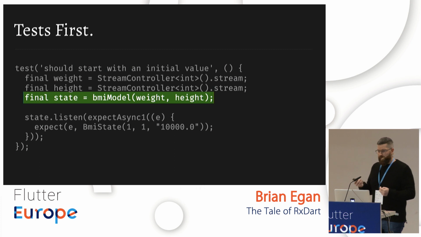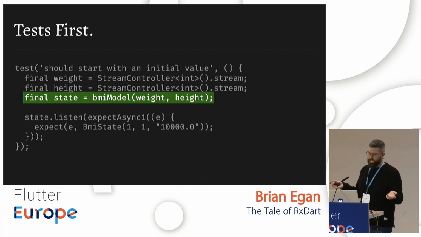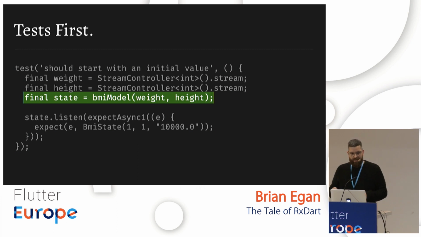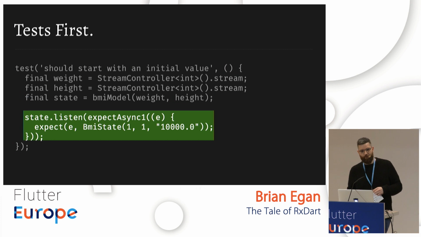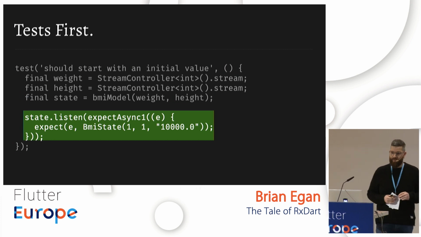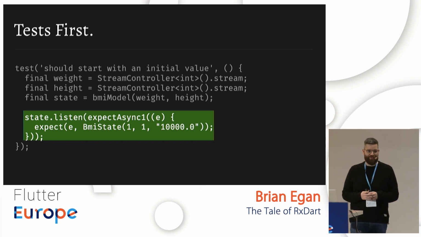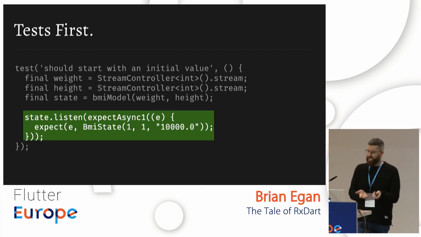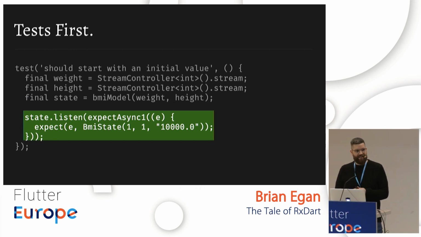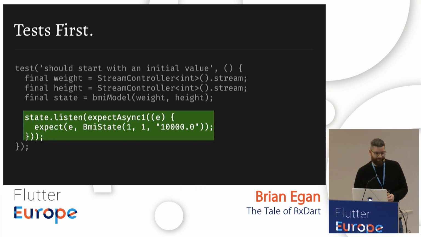And then I was passing those streams into a function, the model function, and I'll just call this the BMI model function. What I was doing at that point was using this expectAsync1 callback from the Dart test package to listen to the stream and expect that it would eventually emit this BMI state object. A BMI state object is basically the view state that we talked about earlier in the first step.